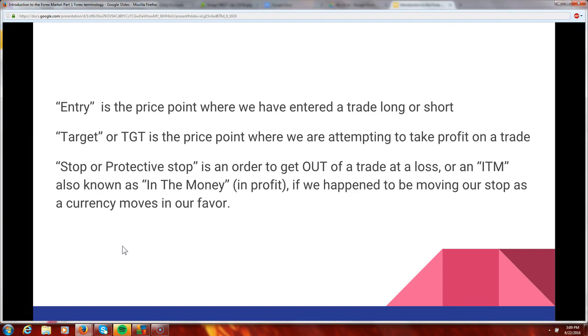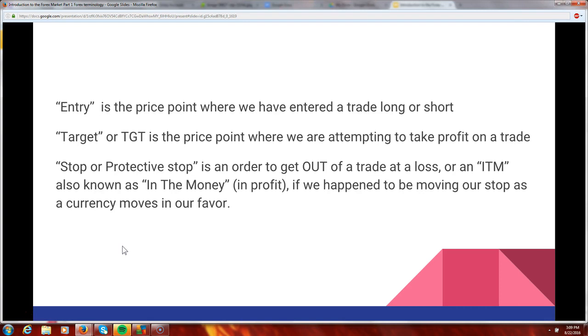Or an ITM, if I ever say ITM, it's known as in the money, in profit. It's a very common term. It's used in stocks. It's used everywhere. Everybody knows that ITM means in the money.